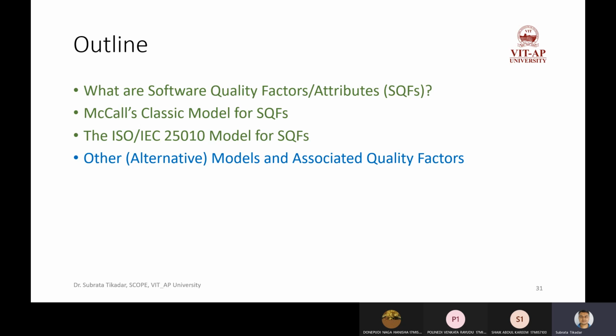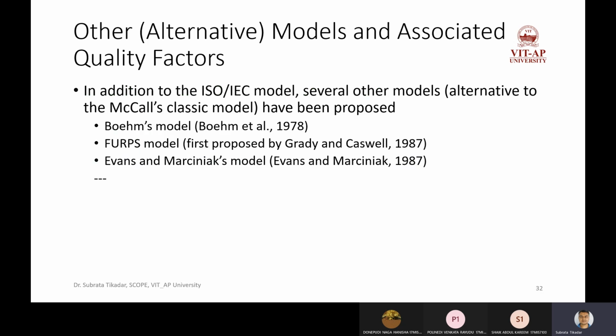So now, till now, we have some idea about this. What are the quality factors and what are the different models like McCall's classic models. Classical model is there. Then standard model is there. Now we will know briefly about the other alternative models and associated quality factors. What are the other models that exist and what are the factors associated with those models.